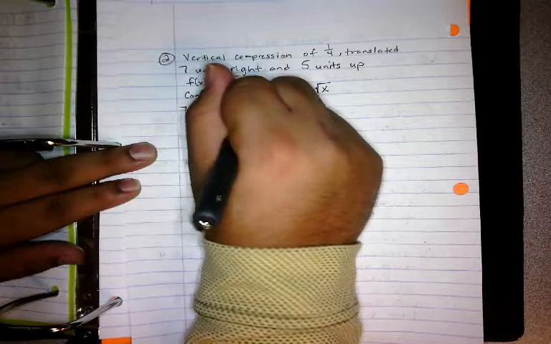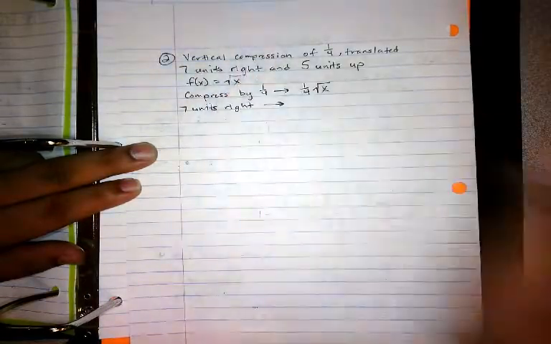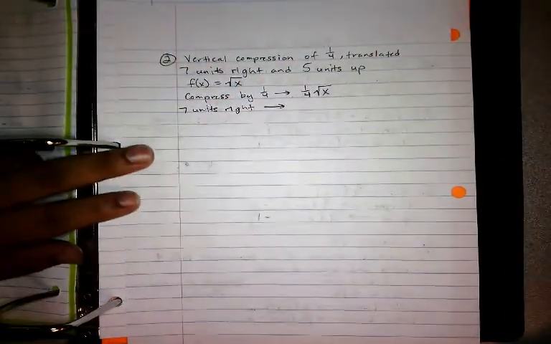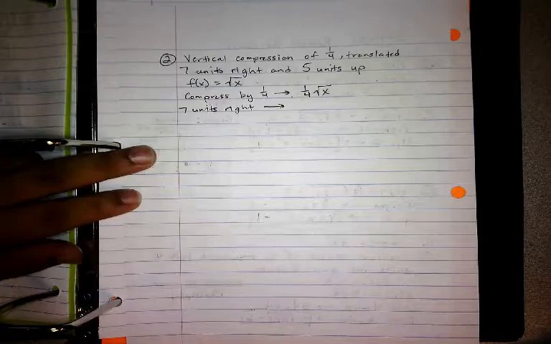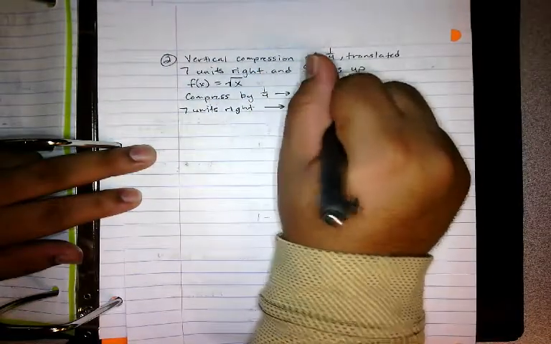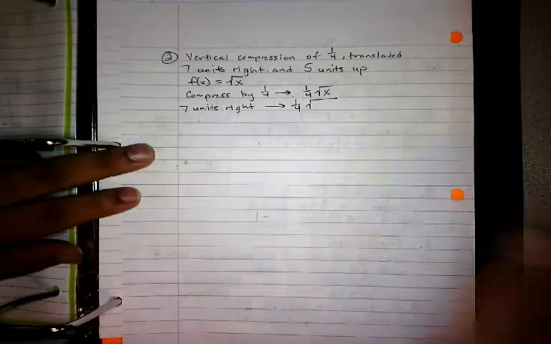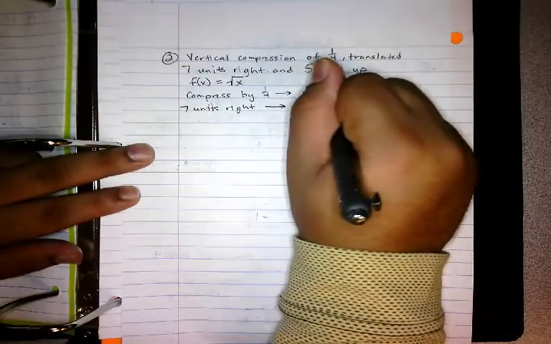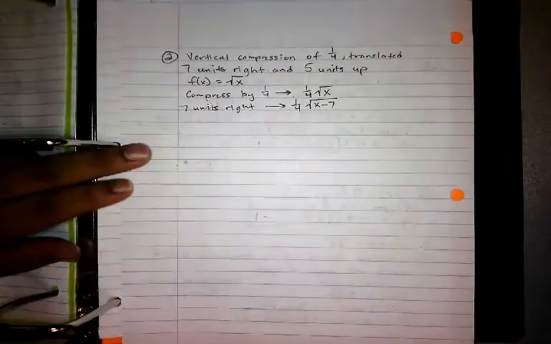Seven units right. Remember, that's inside of the square root. So you're inside of the square root, so you got x minus 7, because it's got to be opposite. x minus 7.